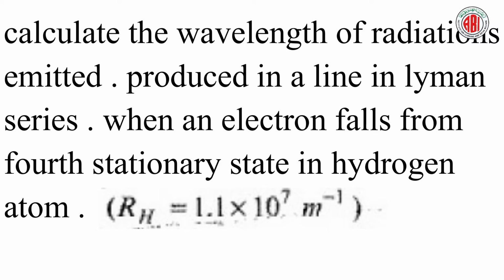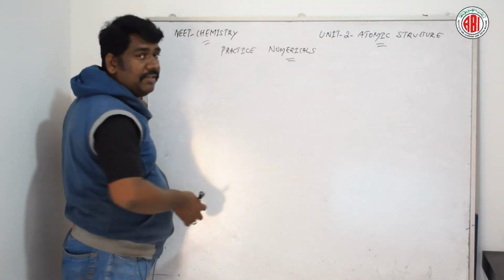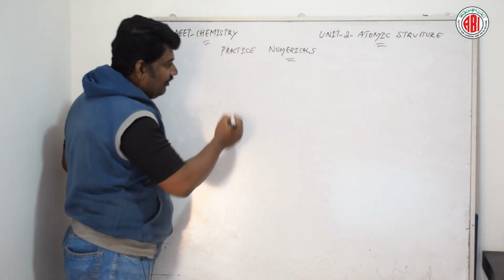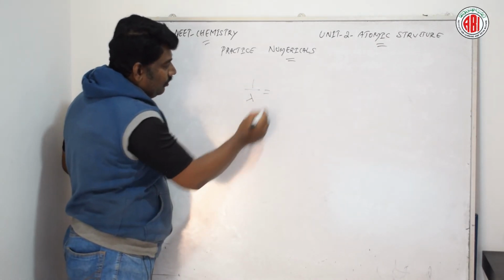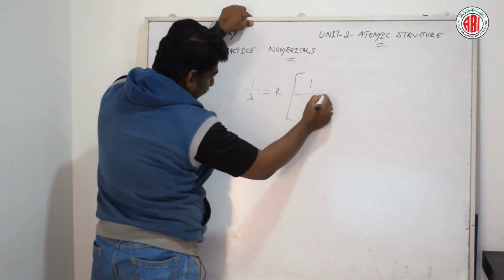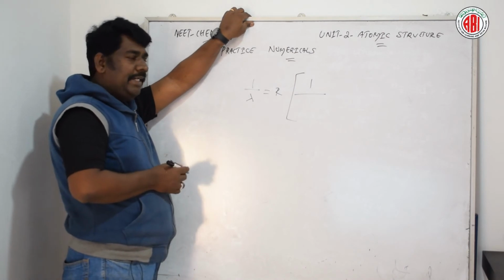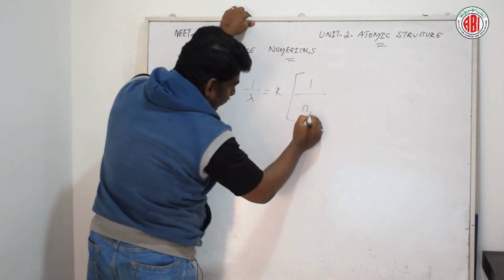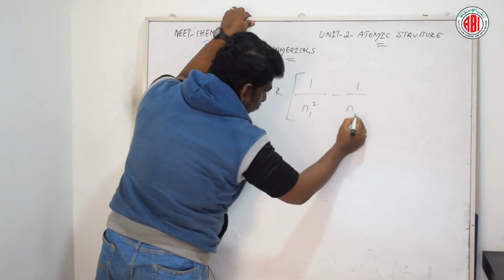Calculate the wavelength of radiation emitted, produced in the Lyman series, when an electron falls from the 4th stationary state in a hydrogen atom. Here the Rydberg constant value is given as 1.1 into 10 to the power of 7 per meter. So let us see how to solve this problem. According to this question, utilizing the Rydberg equation, 1 by lambda is equal to R into 1 by n1 square minus 1 by n2 square.